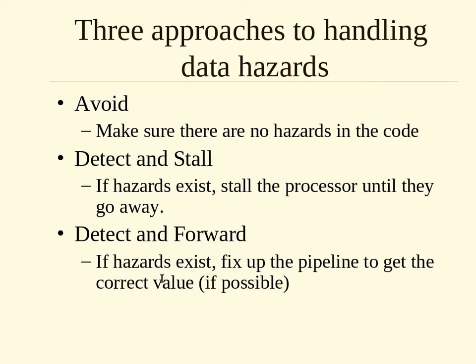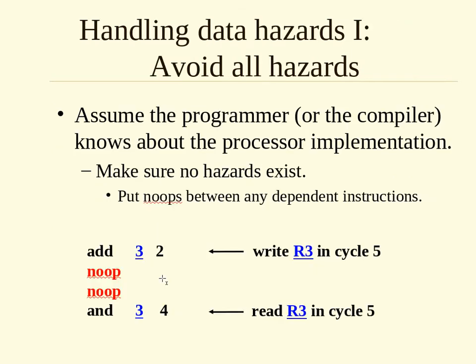Well, one, we could try to avoid the problem and just tell the compiler to fix it. Common idea, but as we'll find out, it's going to be terrible. We could detect and stall, where we detect the problem and then just throw in no-ops until the problem goes away. That does work. And then detect and forward: basically, once we detect the problem, see if we can fix the pipeline. You know, if the value's in the memory stage, maybe we can just write it over to execute so we can just use it then. And we'll get to these 3 in a moment.